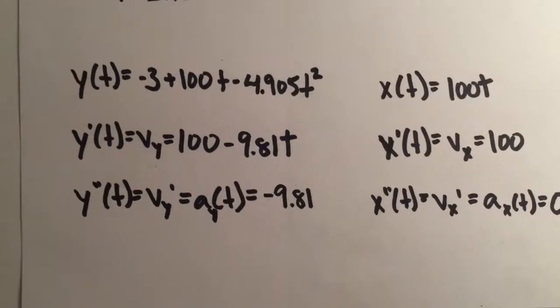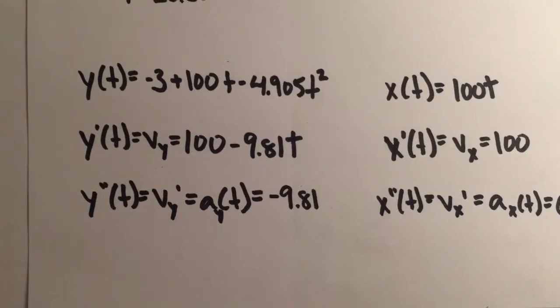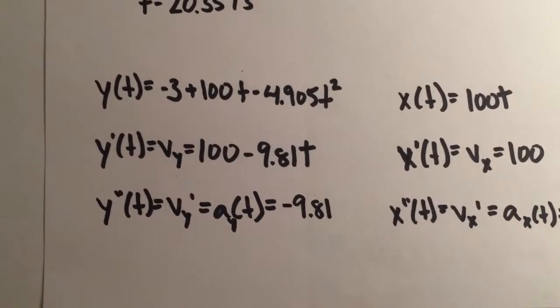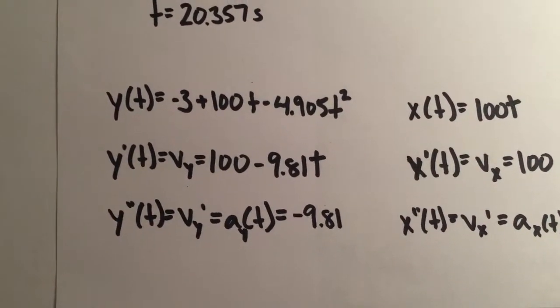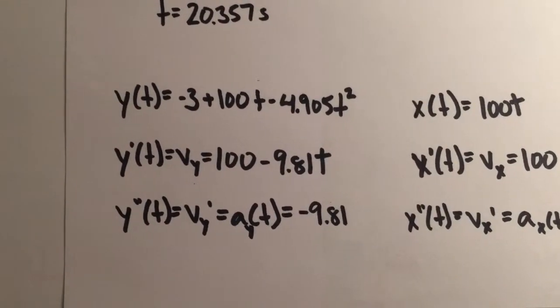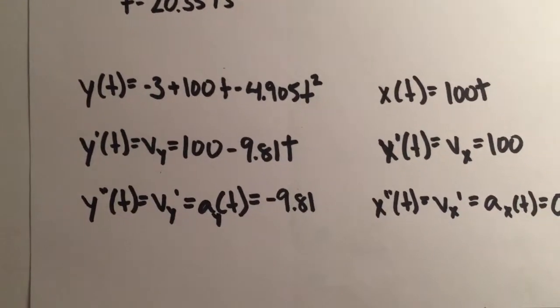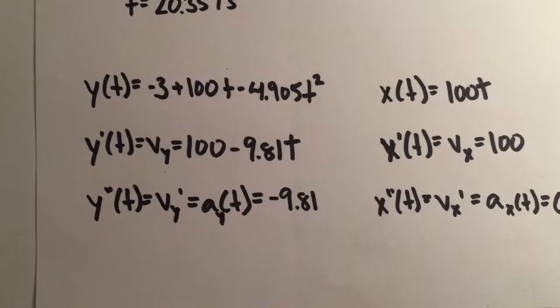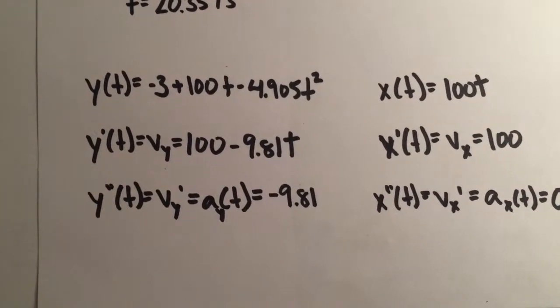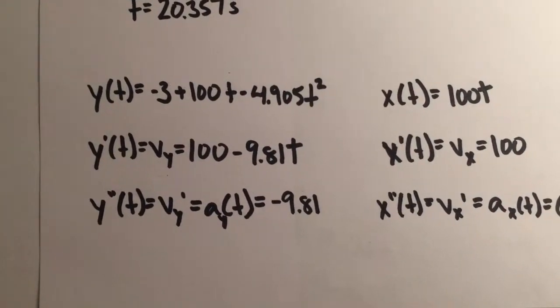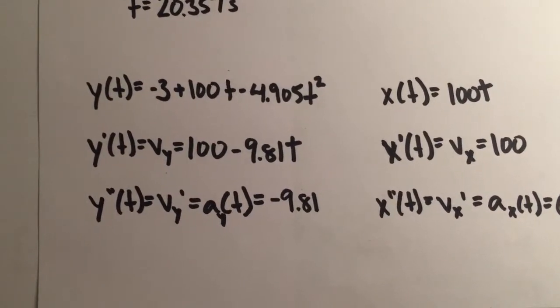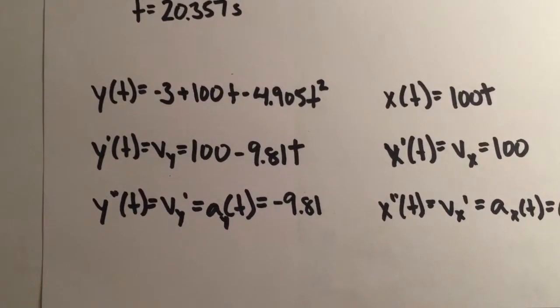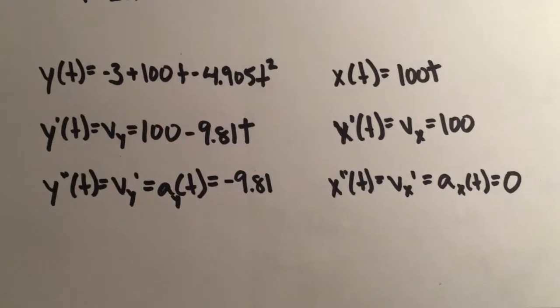By taking the derivative of the y position function, we are provided with an equation for the vertical velocity. The second derivative of the y position function provides us with the y hat acceleration, which is 9.81 meters per second squared at all times t for this problem, which is the same as gravity. Similarly, the derivative of the x position function provides us with the horizontal velocity, which is 100 meters per second for all times t in this scenario.